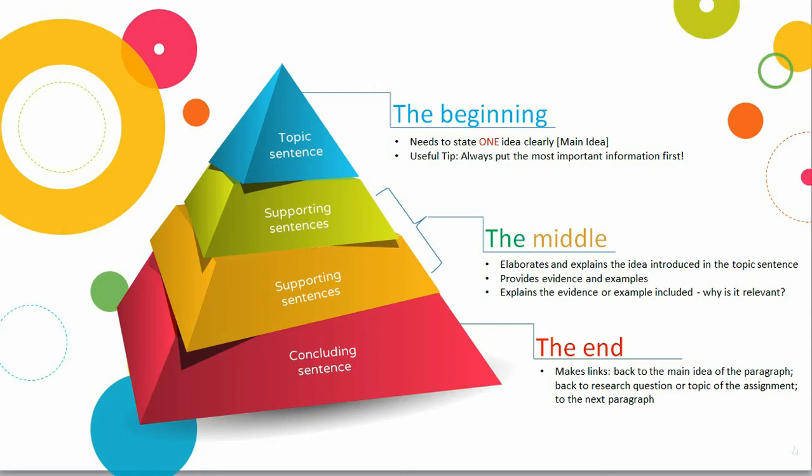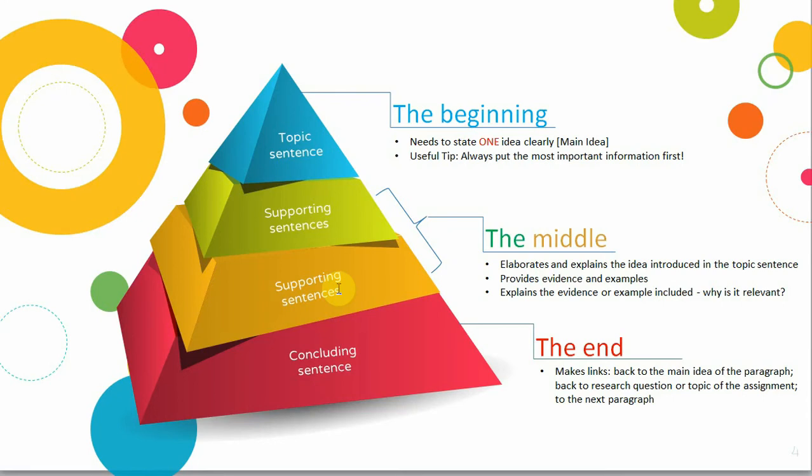Then in the middle, we start with supporting sentences, which elaborate and explain the idea introduced in the topic sentence. Here you have to provide evidence, examples, facts, and so on. And then the third one is the end, or the concluding sentence. Here you have to mention your opinion about what you have written through the paragraph.